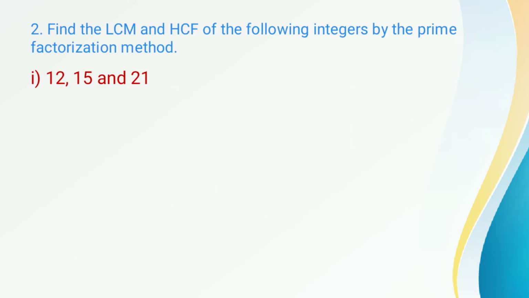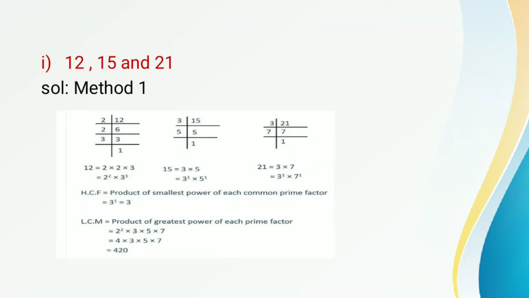For the next problem, find the LCM and HCF of the following integers by the prime factorization method. For the first one, 12, 15 and 21. We need to find the factorization of these three numbers. Coming to the first one, we know that 12 we can write as 2 into 2 into 3. It is also written as 2 square into 3 power 1. For 15, we can write it as 3 into 5.